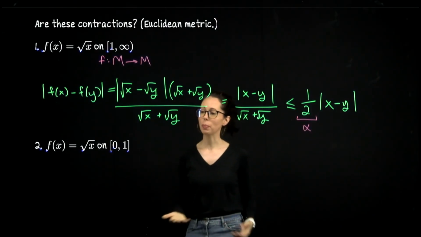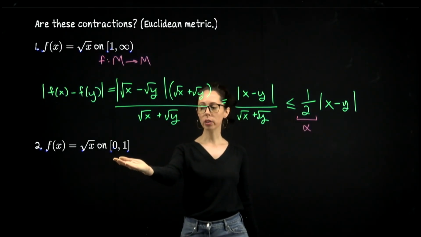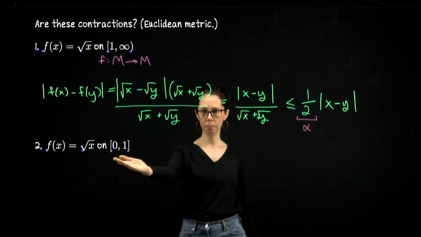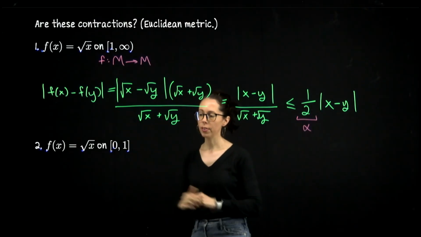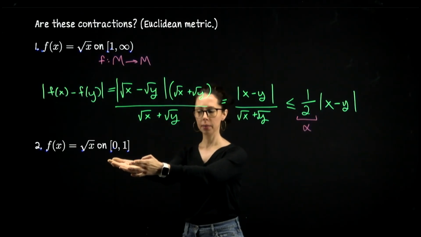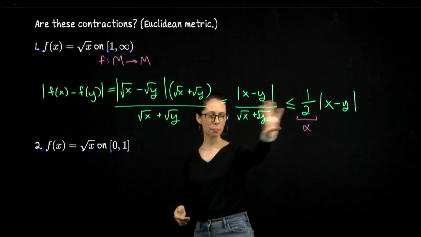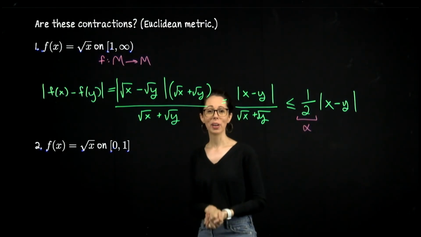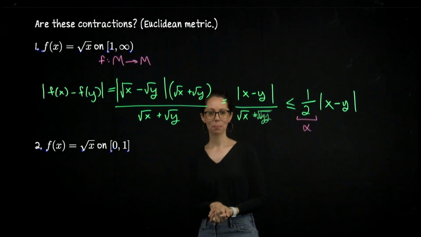So it's the same function, but here I've changed the domain. Now we're looking at inputs between 0 and 1. First check, does f send this interval back into itself? And then see if you can do something similar to this, or maybe you can't. So see how far you can take the second example.